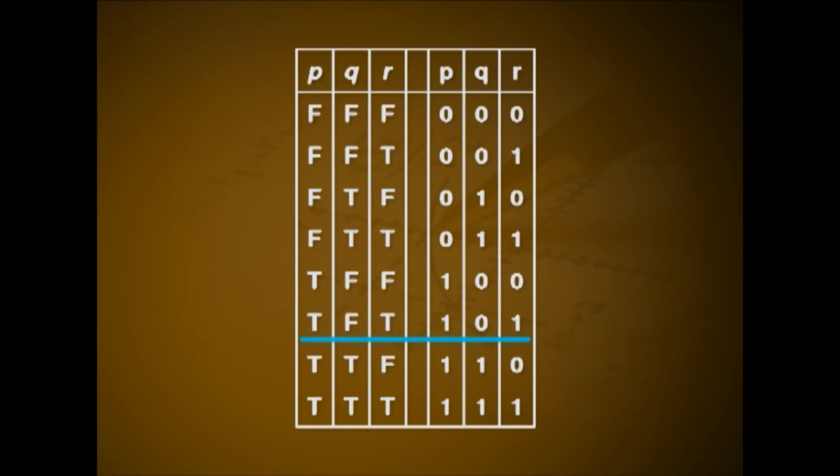P true, Q false, R true means the value is 1, 0, 1. P true, Q true, R false means the value is 1, 1, 0. P true, Q true, R true means the value is 1, 1, 1.